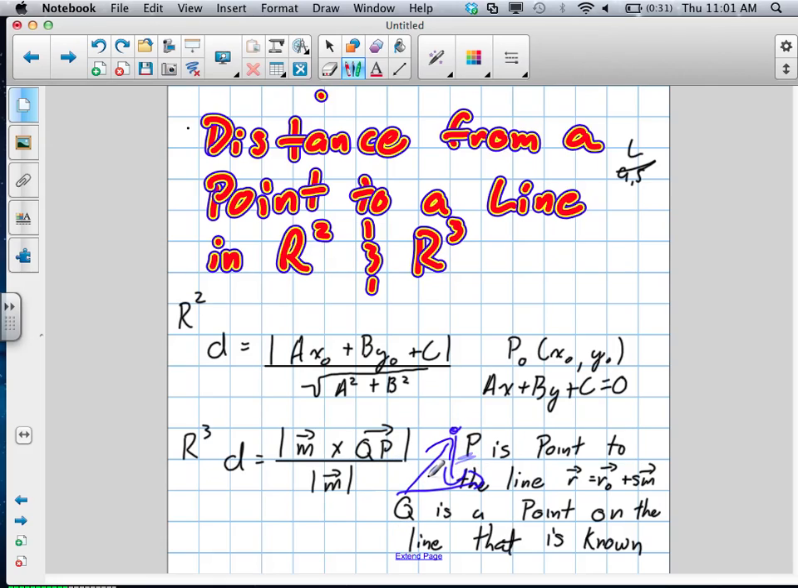Think of it almost like a scalar projection. We have to find a right angle because a right angle, or a perpendicular line, is the fastest way to get from a point to a line. It'll be the shortest distance.